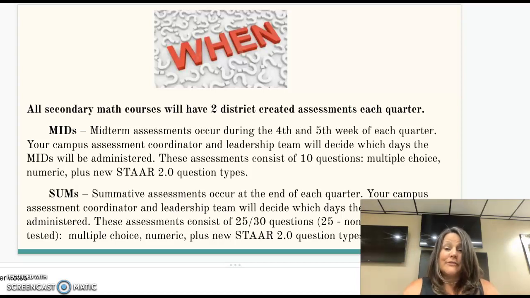Sums, or summative assessments, occur at the end of each quarter. Your assessment coordinator and leadership team will decide which days the sums will be administered. These assessments consist of 25 or 30 questions, 25 for non-tested subjects, 30 for tested. Multiple choice, numeric, plus the new STAR 2.0 question types will appear on these tests as well.